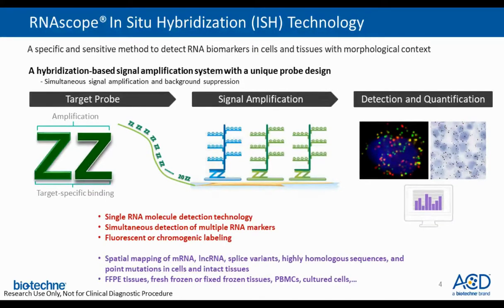The technology consists of three parts. The first part is a unique target probe that Advanced Cell Diagnostics designs against your sequence of interest. The second is a signal amplification system that generates a high signal-to-noise ratio. And lastly, you can visualize your data as a single RNA molecule punctate dot. This assay allows for spatial mapping of various types of RNAs, such as mRNAs, lncRNAs, splice variants, highly homologous sequences, and point mutations in both cells and in intact tissues, all of which can be visualized using either a fluorescent or a chromogenic label. The assay can be performed on a wide variety of sample types, including FFPE tissues and frozen tissues. You can also run the assay on PBMCs as well as cultured cells.